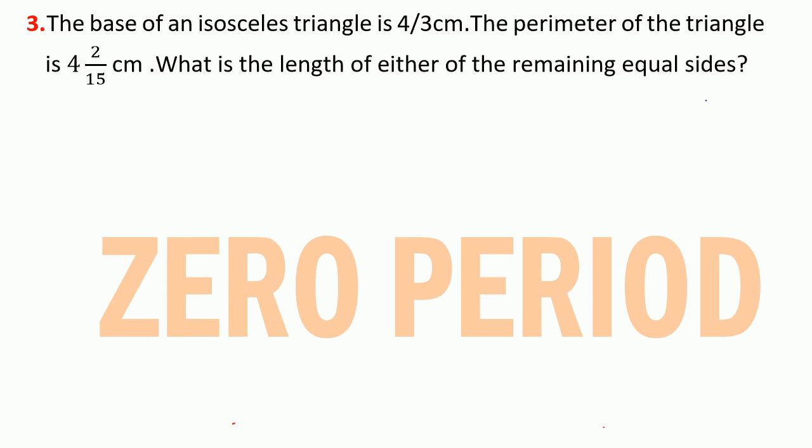Third question is, the base of an isosceles triangle is 4 by 3 centimeter. The perimeter of the triangle is 4 2 by 15 centimeter. What is the length of either of the remaining equal sides? Here in this question, base is given and perimeter is given, and the two equal sides of that triangle are not given. So we have to assume that equal side. Let the length of either of the remaining equal sides be x.